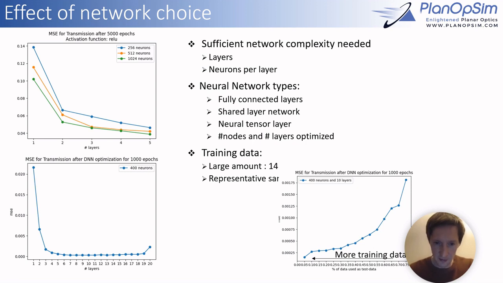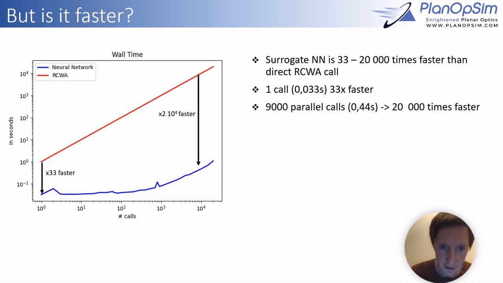So we can get a neural network that produces good results if we feed in a significant amount of training data first. But once we do that, is it then faster? Well, the answer is yes, a lot faster. If we look here at this curve comparing in red the calculation time needed per number of solver calls using RCWA, and in blue the time that's needed in seconds, by the way, this is a log scale, using the neural network. We see that even for a single call, once the network has been trained, it is 33 times faster.